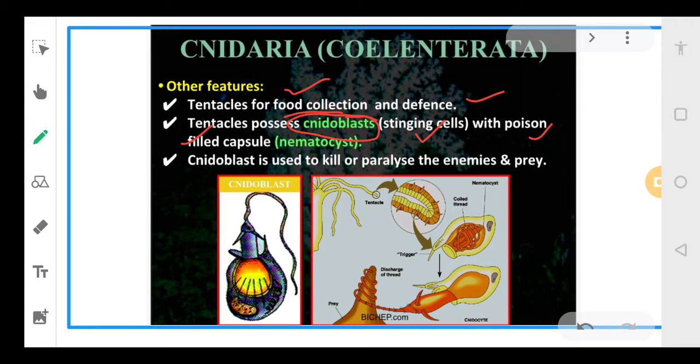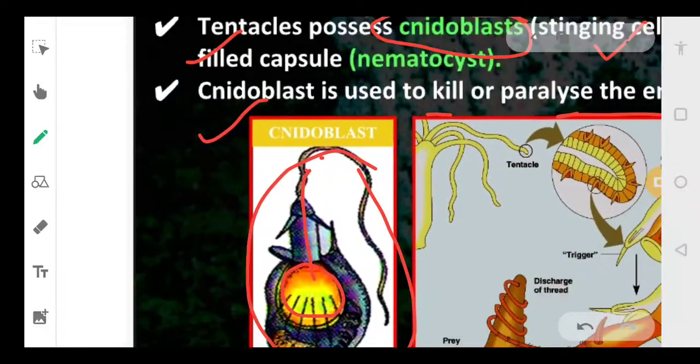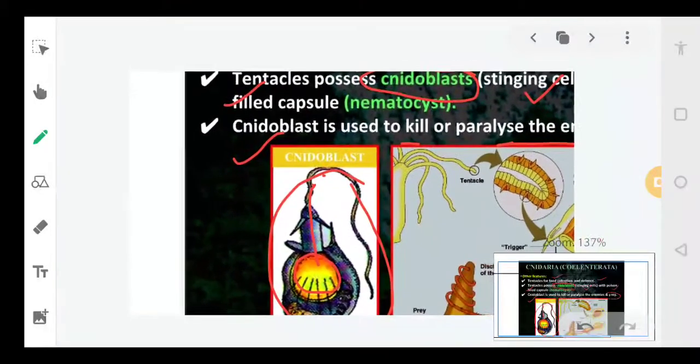Okay, so these cells can kill or paralyze the enemies and the prey. This is the shape of the cnidoblast cells. As you can see here, it has a nematocyst, a capsule containing the poison, and this string-like structure will inject the poison into the prey, or the organism that is coming close to these species.